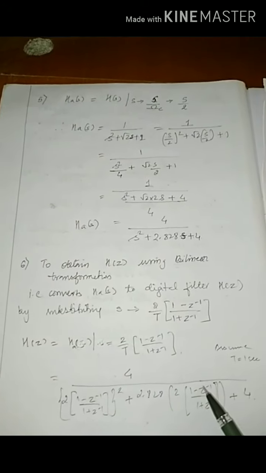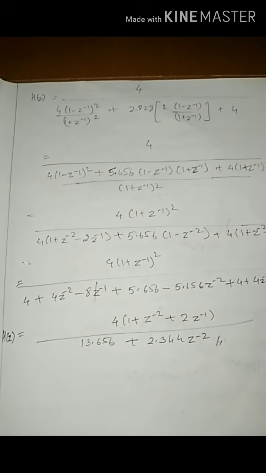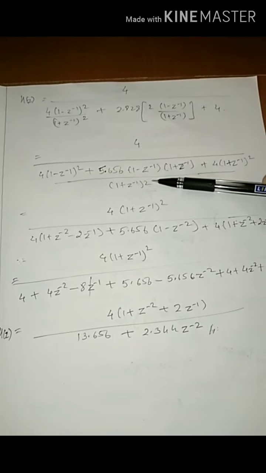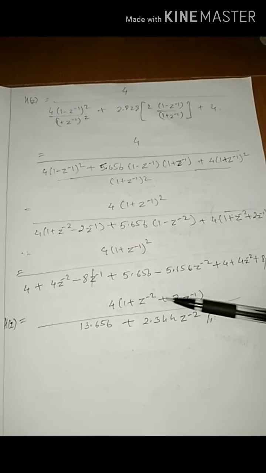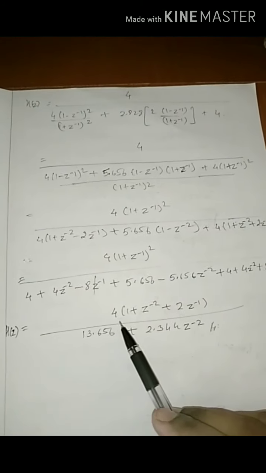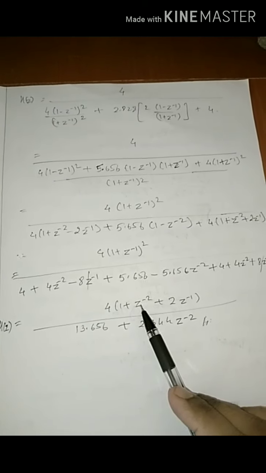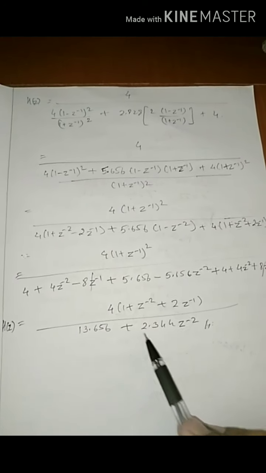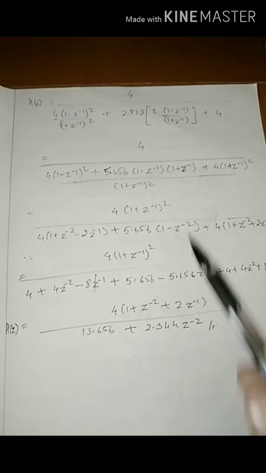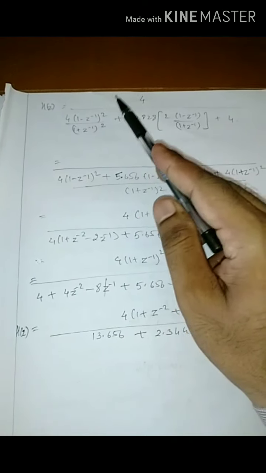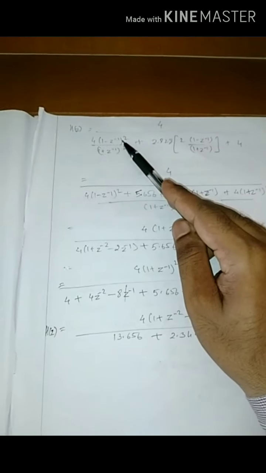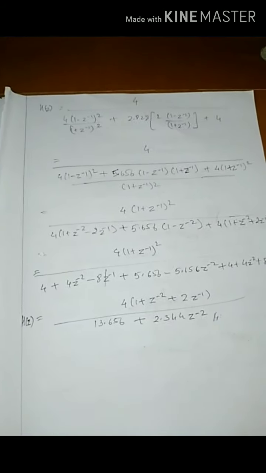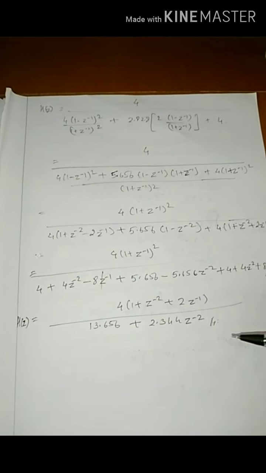Now we need to simplify this expression. This is a step where I have simplified the denominator and I have got the end result as H of z is equal to 4 into 1 plus z raised to minus 2 plus 2 into z raised to minus 1, divided by 13.656 plus 2.344 z raised to minus 2. Here we have taken the power of a minus b the whole square, and we have taken the LCM as 1 plus z raised to minus 1 the whole square. This is how we are going to solve the problem for a bilinear transformation.